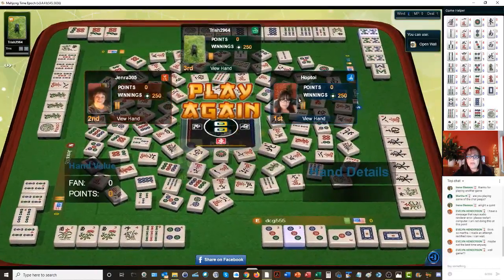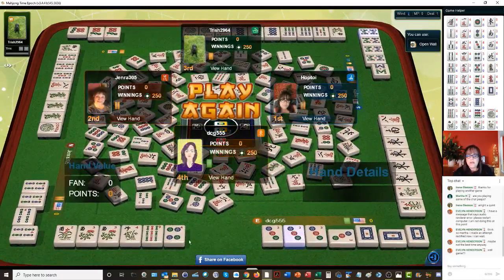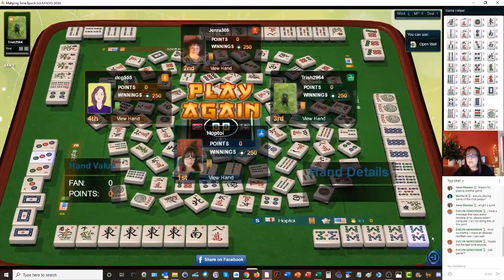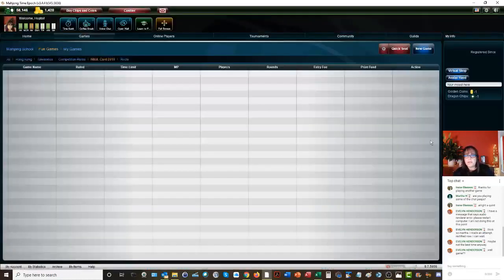Here are the flowers, four of them. And, oh yeah, that was going to be risky to discard a flower right now. They needed the four dots and weren't ready to Kong those. So it was a wall game, yes.